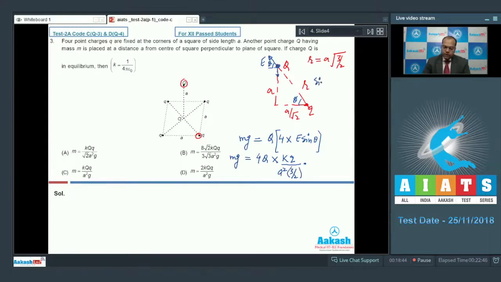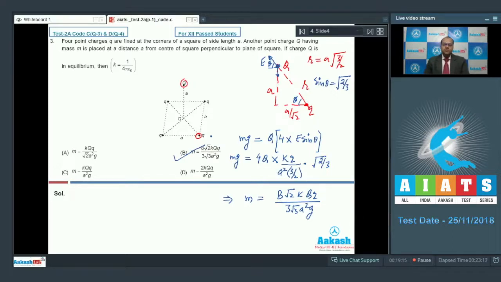So from geometry we can find out the value of sin theta. So it comes out to be under root 2 by 3. So on solving, the value of m comes out to be 8 root 2 k capital Q small q divided by 3 root 3 a square into g. So we can say that option B is the correct answer. So the correct answer for question number 3 is option B.